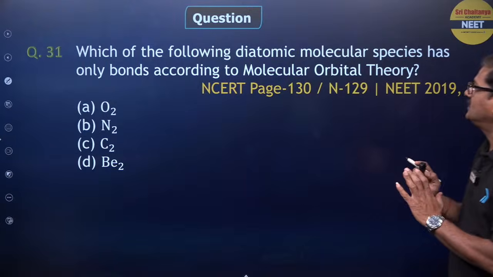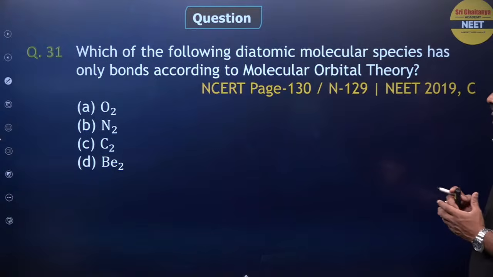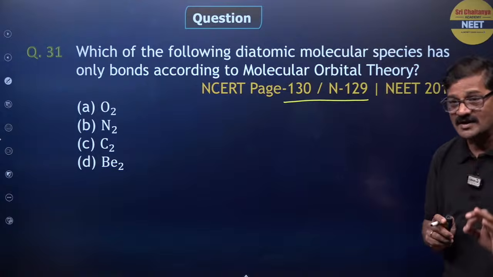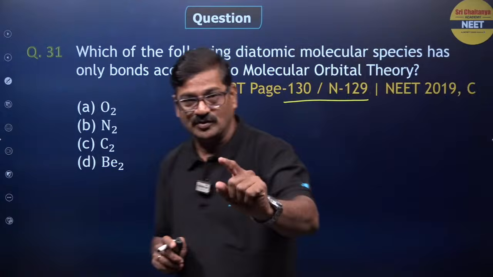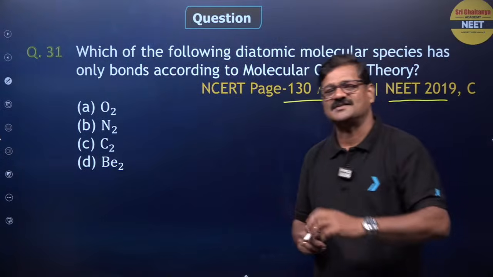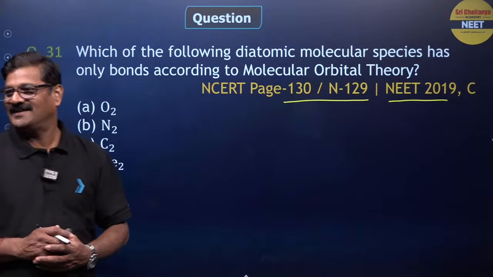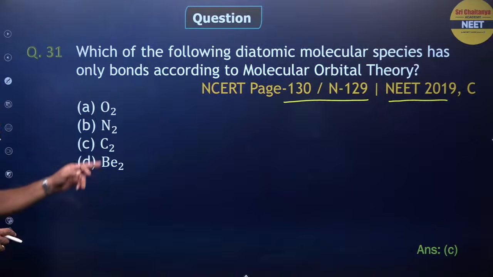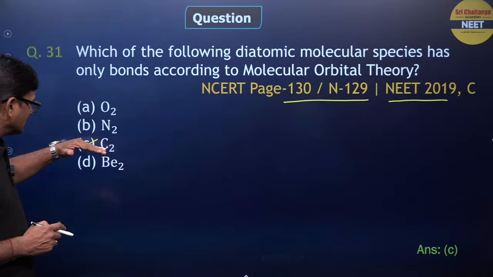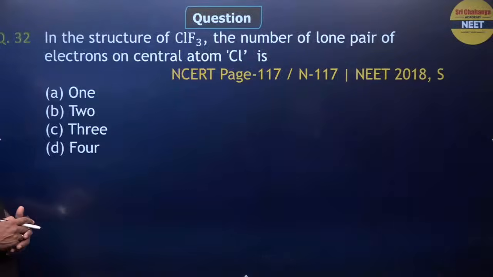Now, which of the following diatomic molecule species has only pi bonds according to molecular orbital theory? It is there in the page number 129 and 130 from the NCERT book. You can open it. And again NEET 2019. Just COVID में पूछे थे. हाँ, yes. And who is going to give this answer? Here it is going to be C2. It is according to molecular orbital theory it is given. But here existence and non-existence चीज का हिसाब से देना पड़ता है.